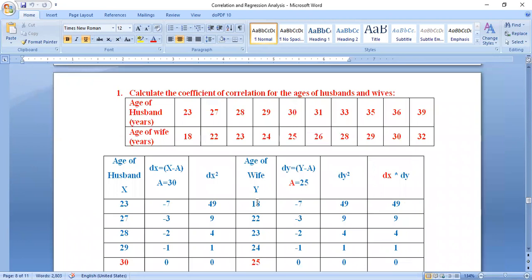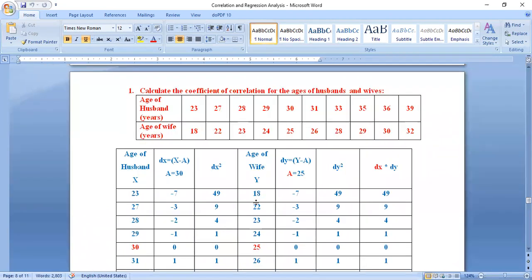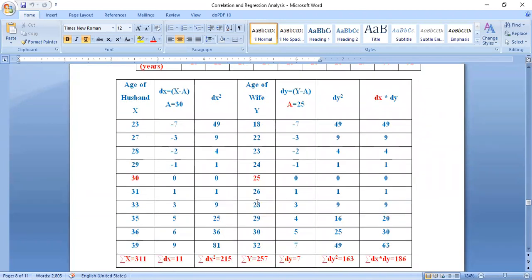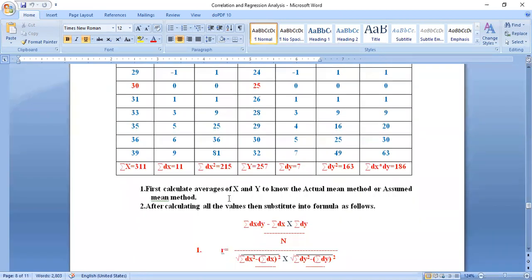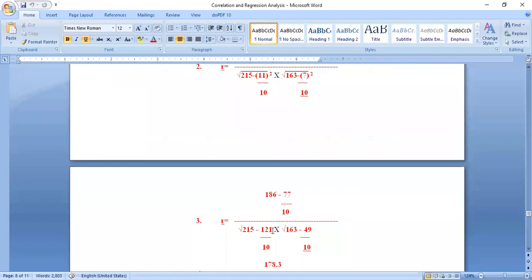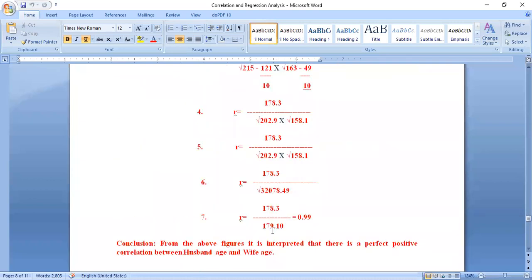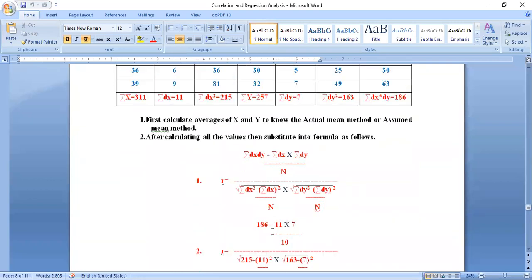First of all, by observing the problem, we have to find the x bar value and y bar value. The same procedure we applied for the actual mean method, we follow here also. First calculate the average of x and y variables to know whether it is the actual mean method or assumed mean method. After calculating all the values, substitute into the formula as follows. Students, observe carefully.